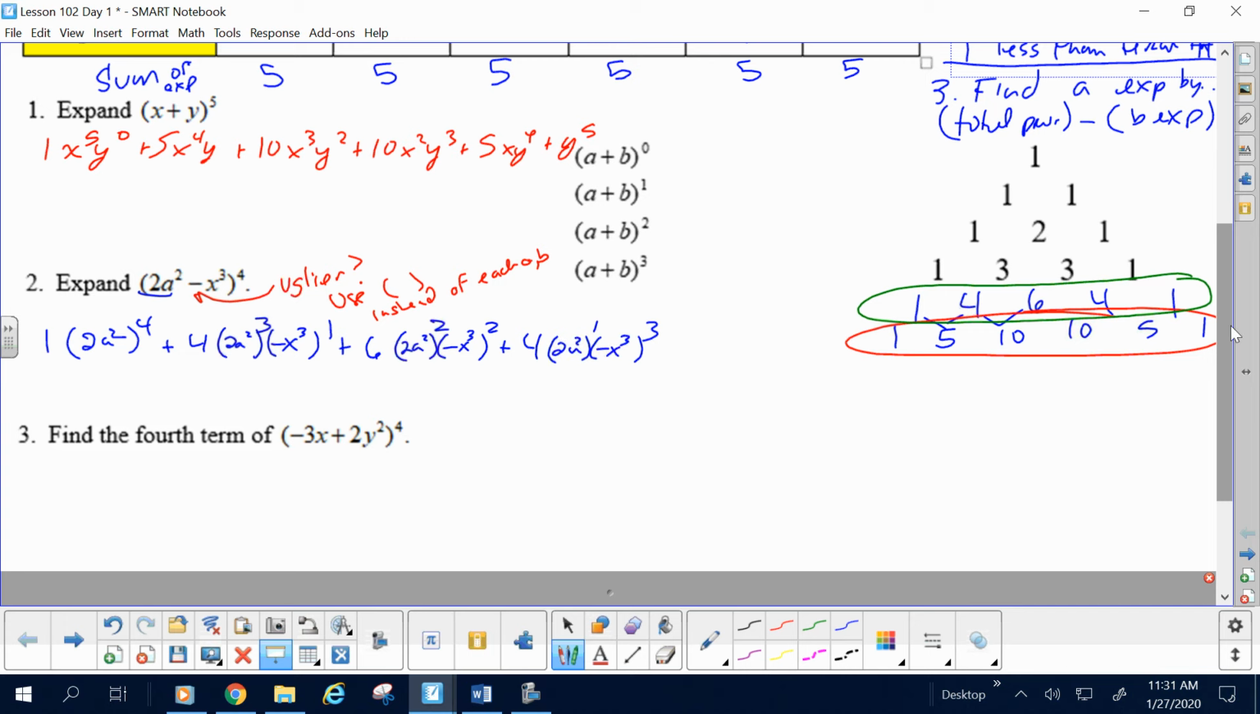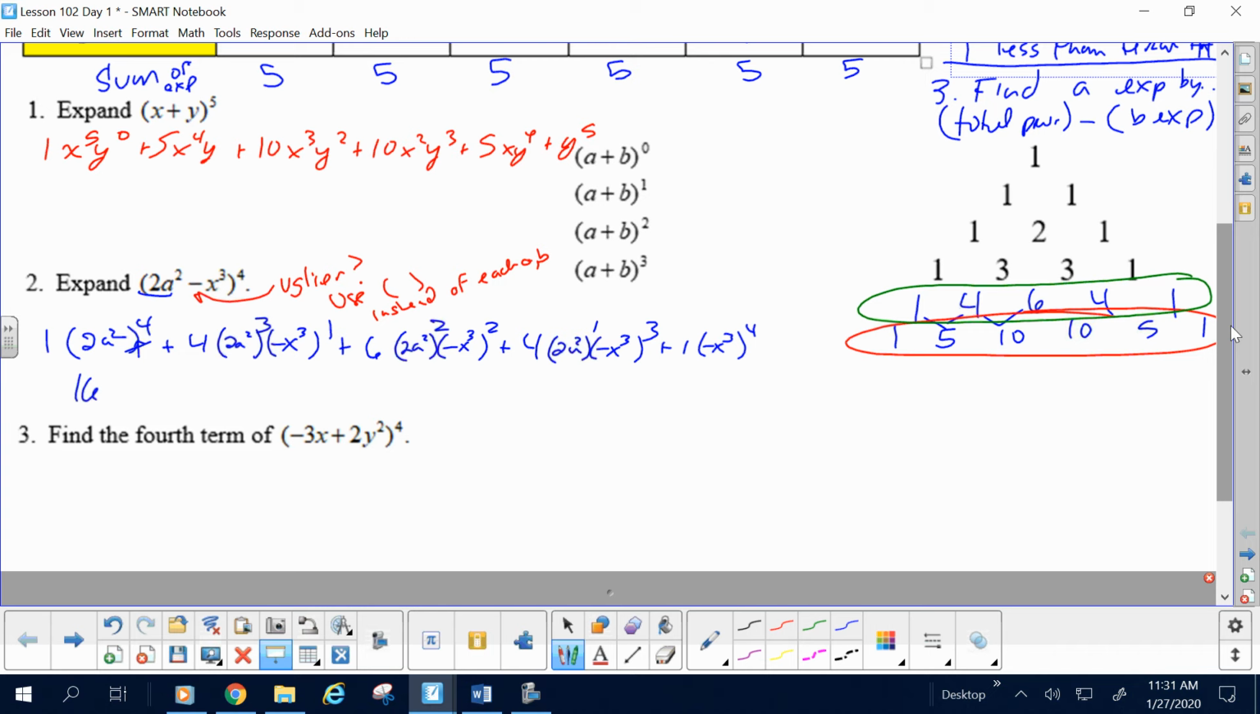And the last term, 1, blank to the 0 if you like, and then just b to the 4th, and that is negative x cubed to the 4th. Unfortunately, then we got to do some cleanup. So, what is 2 to the 4th? 16. What is a squared to the 4th? Do we multiply or add?